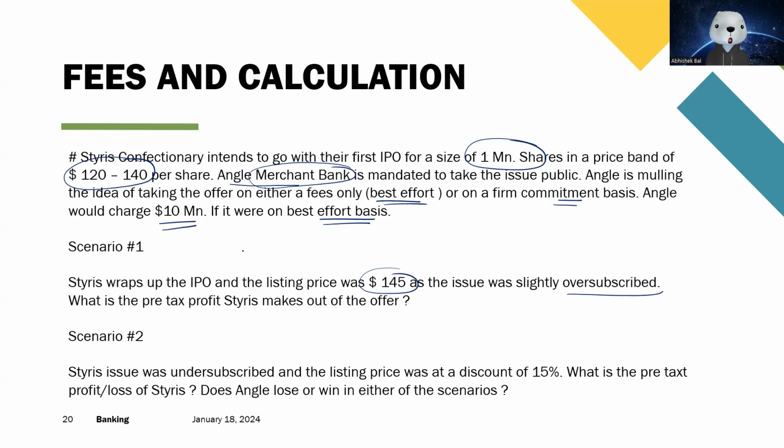at the price band of 120 to 140, but it got listed at 145 because the issue was slightly oversubscribed. What is the pre-tax profit of Stylist that it makes out of the offer?